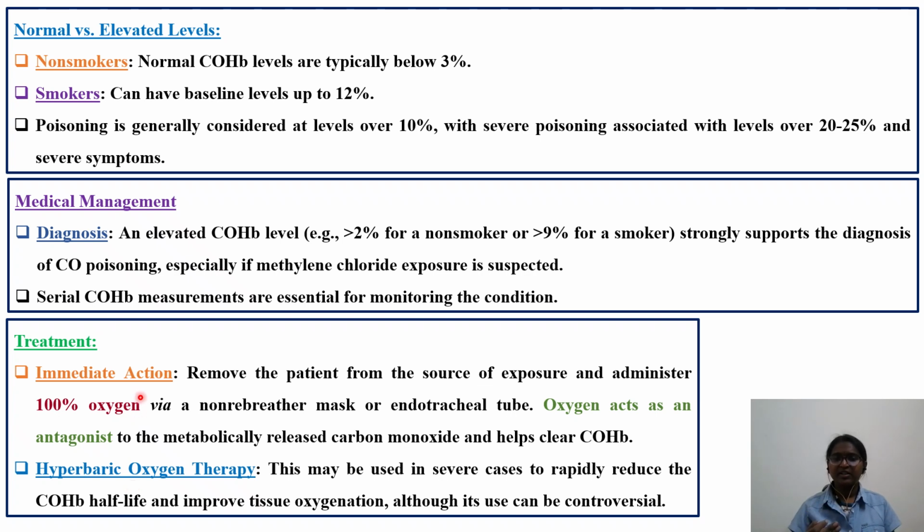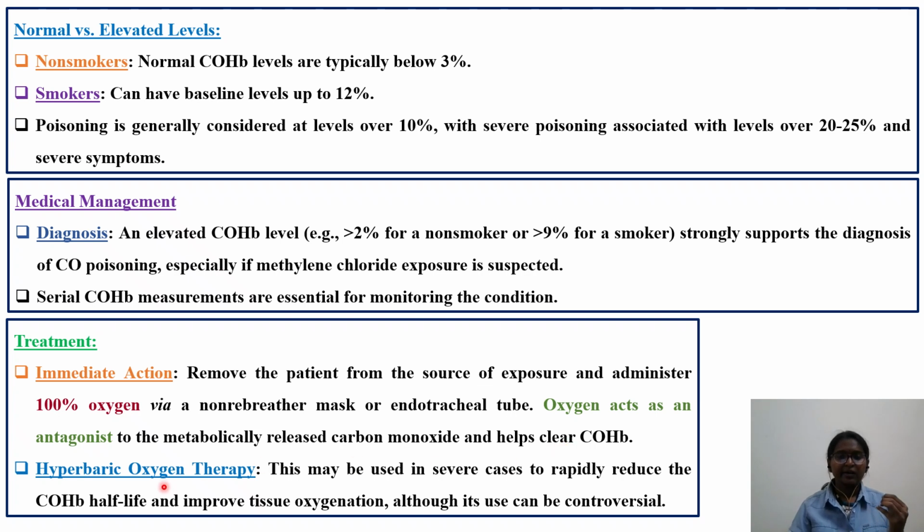With respect to immediate action, the patient has to be removed from the exposed area. You also have to remove the clothing because you do not want further absorption through the skin. Okay, and administer 100% oxygen, because oxygen will act as an antidote, through a non-rebreather mask or endotracheal tube. Here oxygen acts as an antagonist to the metabolically released carbon monoxide and helps to clear this carboxyhemoglobin from the blood.